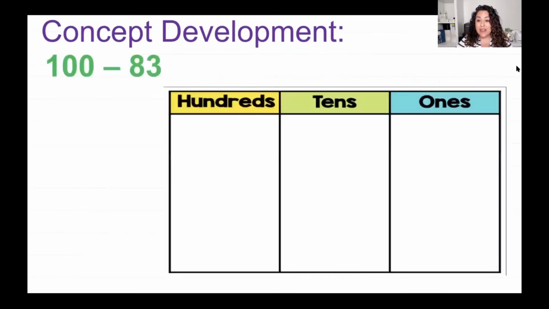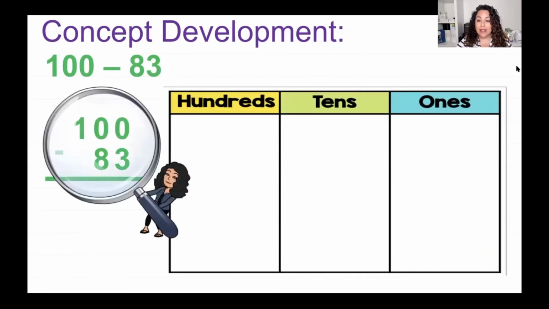So let's go ahead and use this knowledge that we just learned to solve this problem. I have 100 take away 83. So I'm going to write this problem in vertical form, and let's use my magnifying glass and investigate. So I have 100 and I'm going to take away 83.